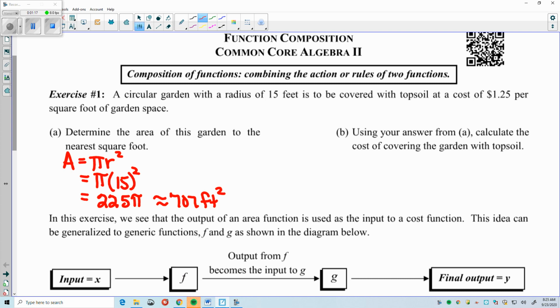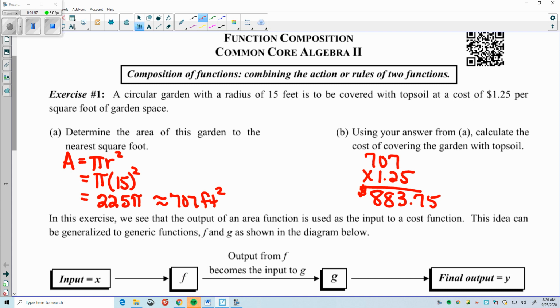Now, using our answer that we just found, we're going to calculate the cost of covering the garden with topsoil. So knowing that the area was 707 feet, I know that the cost of topsoil is $1.25 per square foot. At this time, we're going to multiply this by $1.25, and our total cost then is $883.75. So that's an example of how I would have to combine the action of two different functions in order to get a final answer.